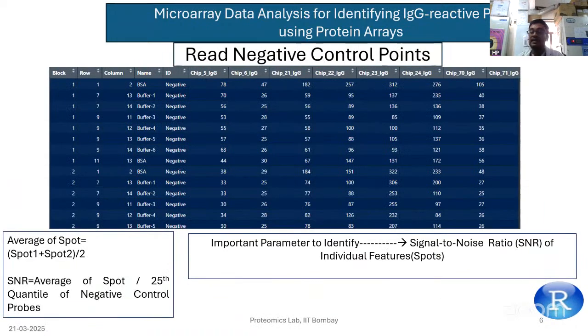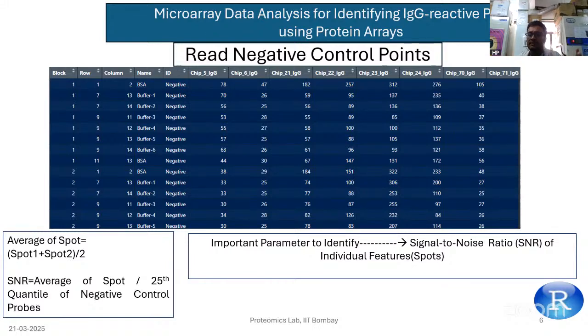Now the next part is very crucial, to find out the signal to noise ratio. For signal to noise ratio, it is the average spot intensity divided by the intensity at the 25% quantile of the negative control probes. So how does a coder go ahead? First, he or she needs to finalize the negative control probes, then find out their intensities, which we already got from the table, and then you also need to find out the 25% quantile, and then divide or normalize with that specific value.